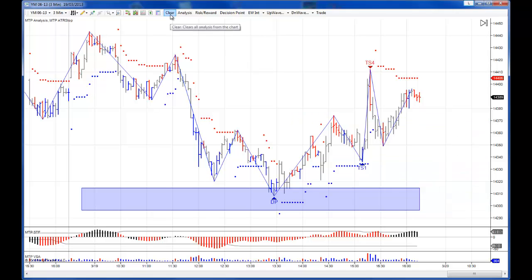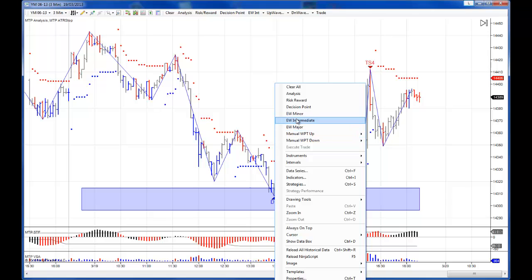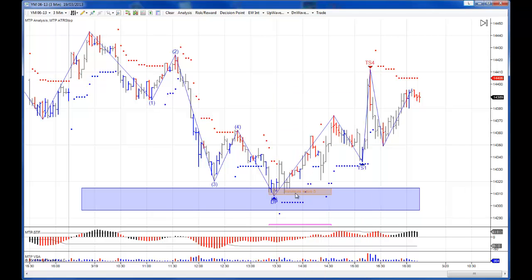If I clear the MTPredictor analysis off as well, we can also look at some of the other tools in the MTPredictor software and notice what the pattern is declining down here. If we right mouse click over this low, do Elliott wave intermediate, can you see how this decline into this low was actually a 1, 2, 3, 4, 5 Elliott wave 5-wave sequence, which is a trend termination pattern, with the low right at the minimum wave 5 WPT.